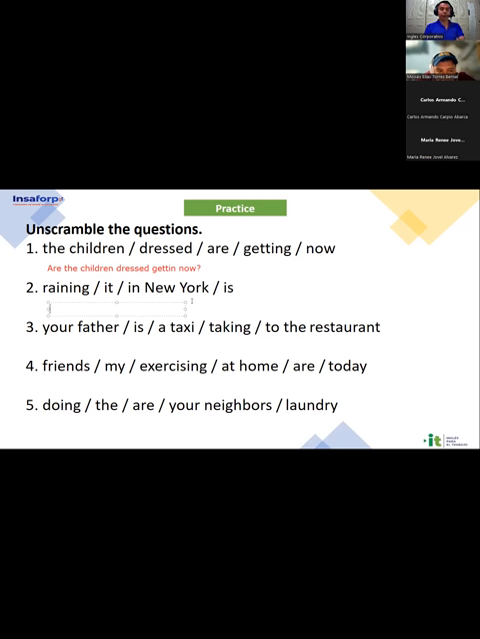Number two. Group number two, please. Okay. Delia. It is raining in New York. Okay. Thank you. Group number three. Your father is taking a taxi to the restaurant. Very good.